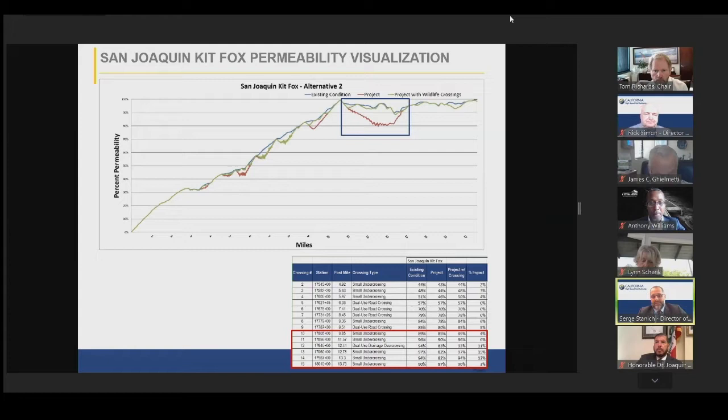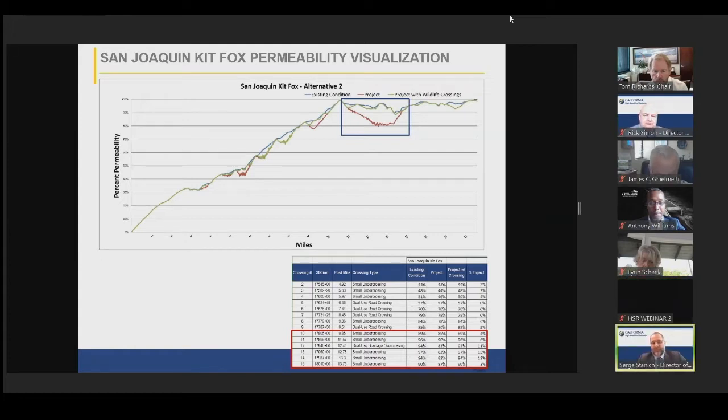Pre-project conditions. When we add the project alignment without crossings, we have this drop in permeability. These red lines correlate to the hotspots that we showed in the previous exhibit. So when we add crossing structures, we then mitigate for the movement there, and then we can restore it to near pre-project conditions. Can we move to the next slide, please?